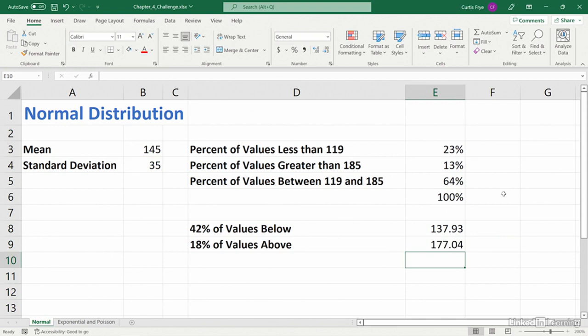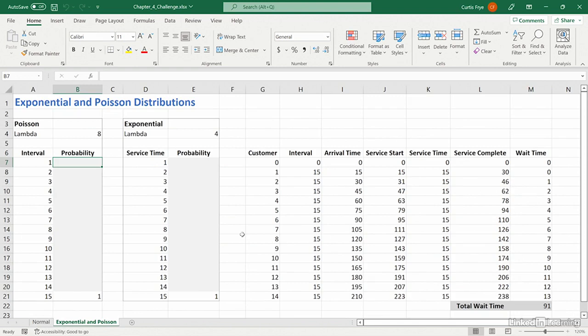Right, that's the normal distribution. Now let's switch over to the exponential and Poisson worksheet. And from here, we have our worksheet that calculates customer arrivals and the amount of time the service takes, the time the service starts, and when the service is complete, plus any wait time.